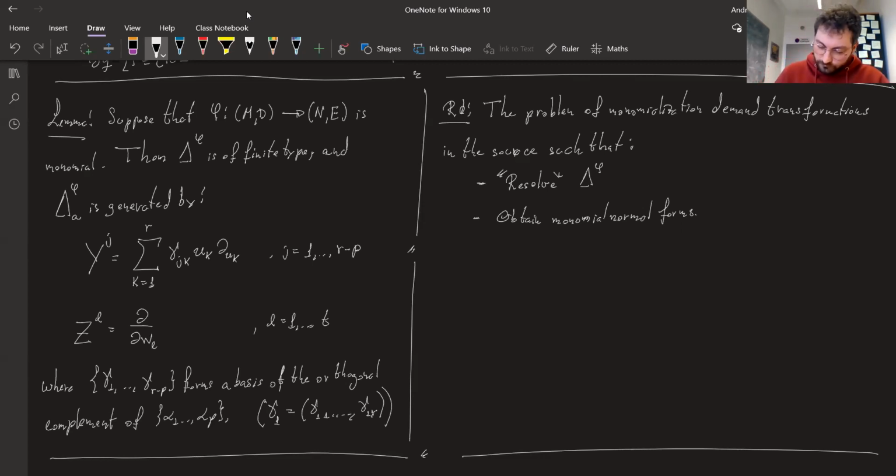Okay. And now the second one that I wanted to make is, let's now consider the monomial morphism, a pre-monomial morphism.